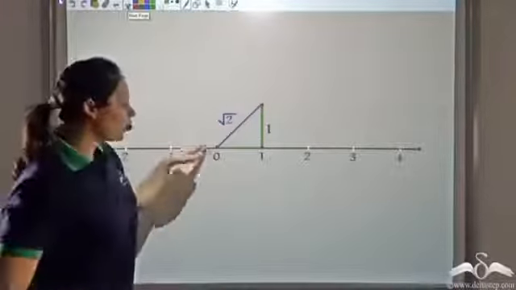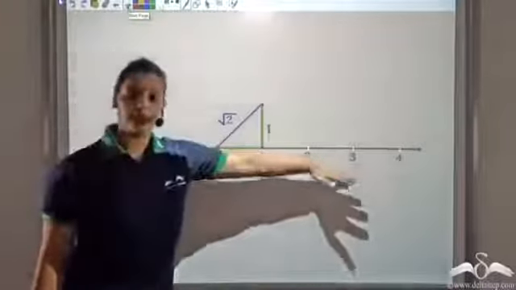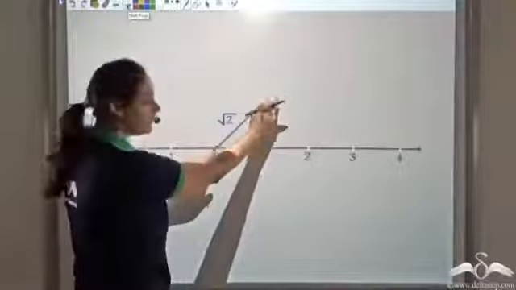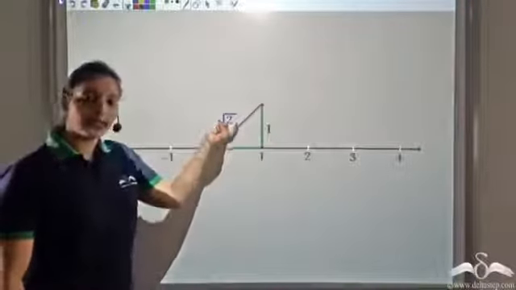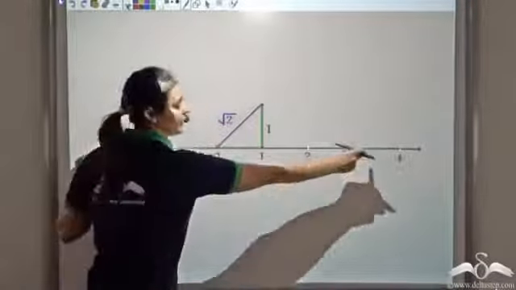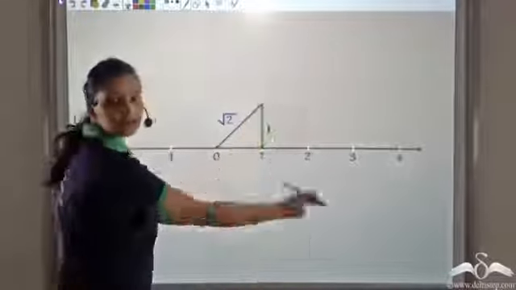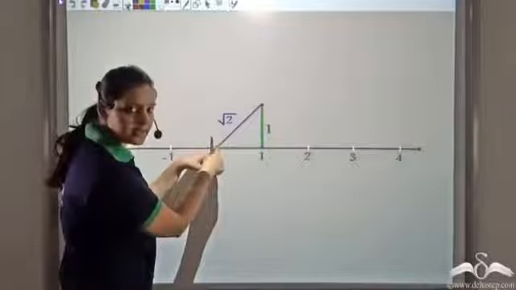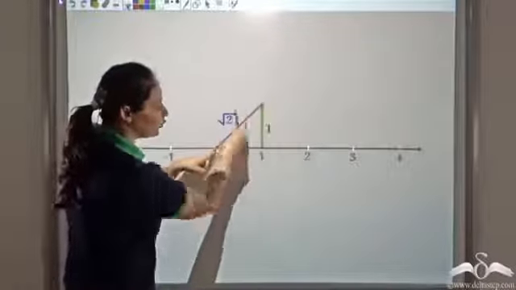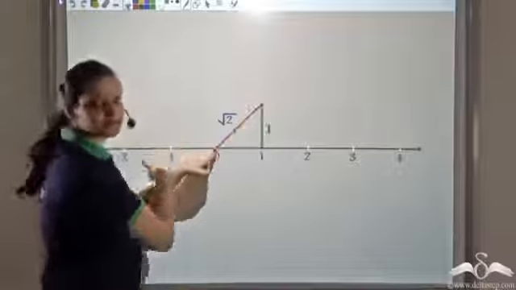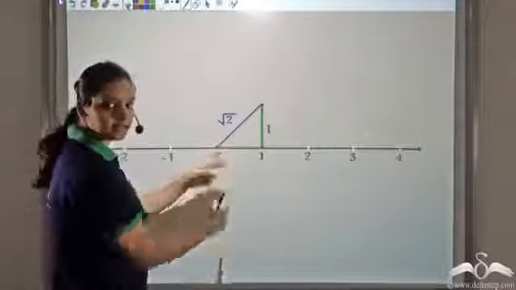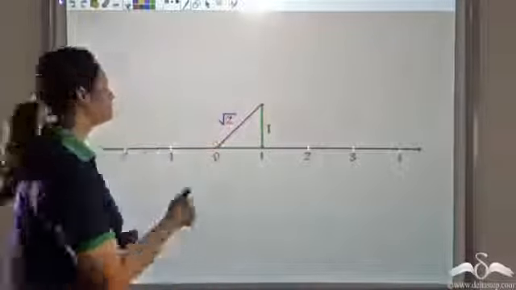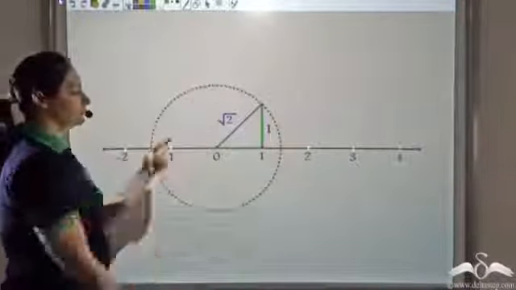So now, how do I plot under root 2 on the number line? I know this point is under root 2 distance from this point, but I need to find the under root 2 distance on the number line. This point does not lie on the number line. So what do we do? I take 0 as my center, take under root 2 as my radius, and draw a circle around it. So if I draw a circle, I get this.